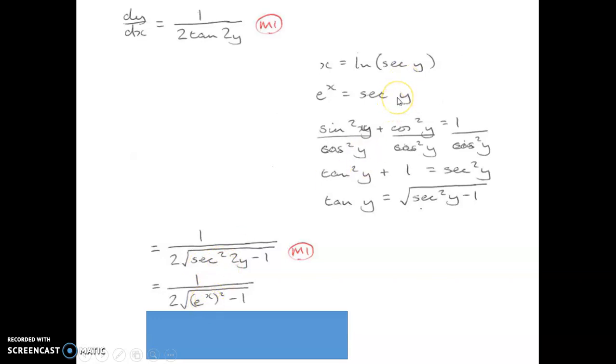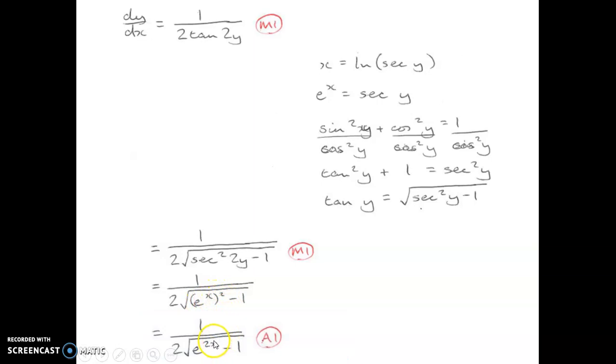Actually, I think this should have been 2y, sorry, up here. So I can replace my sec 2y with e to the x, making sure I keep the squared, and then on my next line I can simplify this bit because e to the x squared is equal to e to the 2x. So this is the final derivative dy by dx, and it's in terms of x as requested.